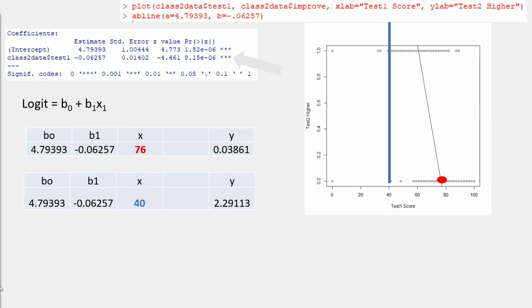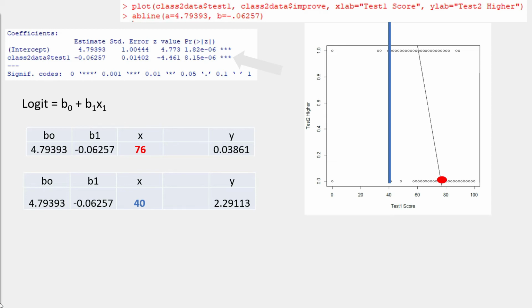This would yield a Logit or y value of 2.29113, which is way off the graph, but rest assured it is on the line. It has to be. This is the straight regression line of predicted y values. On the y-axis here is the ln odds of improvement being predicted by test 1 score. We don't want the ln of anything.